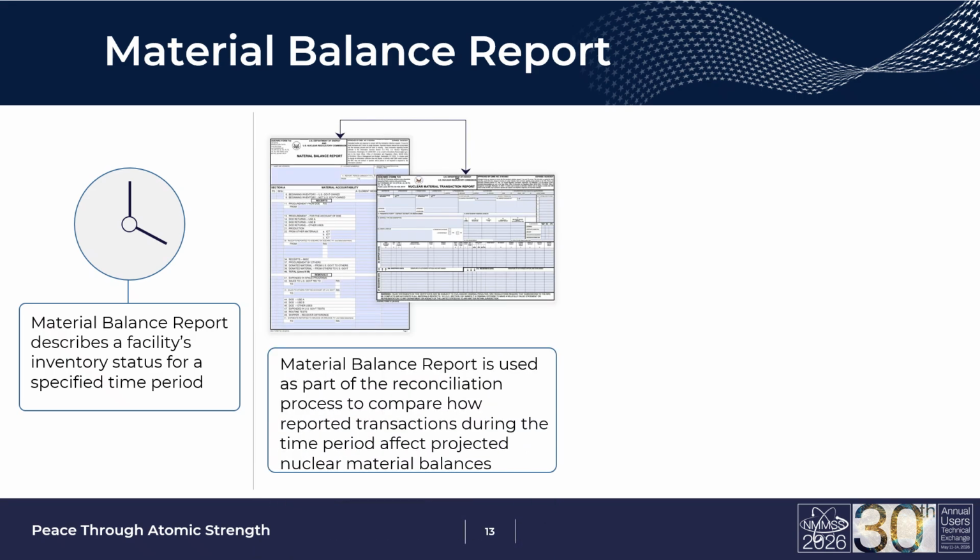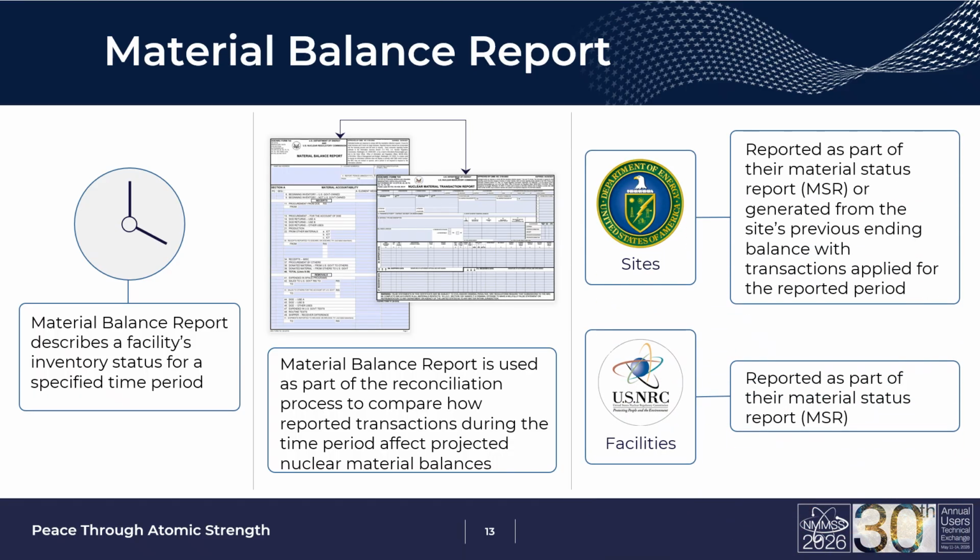This is why the Material Balance Report, DOE NRC Form 742, is an extremely useful tool used as part of the reconciliation process for a facility. This form enables you to compare how reported transactions within the specified time frame affect a facility's projected ending balance for each material type. For NRC facilities, this is a required form to be submitted to NMMS as part of a facility's annual material status report, which would be accompanied with a physical inventory listing, the DOE NRC Form 742C.